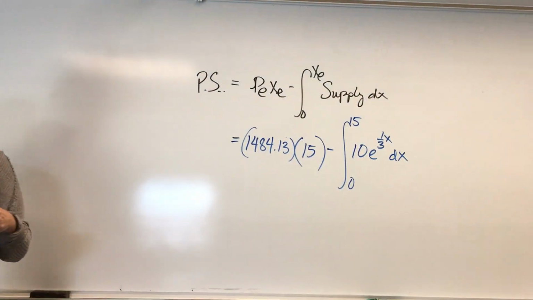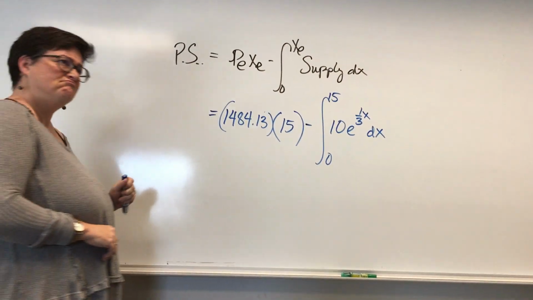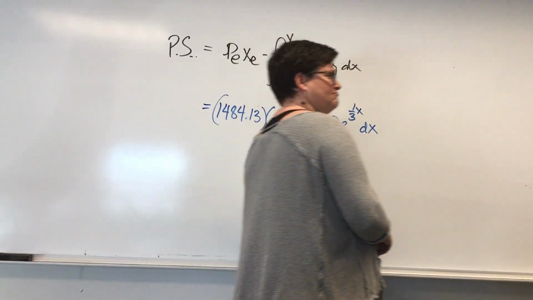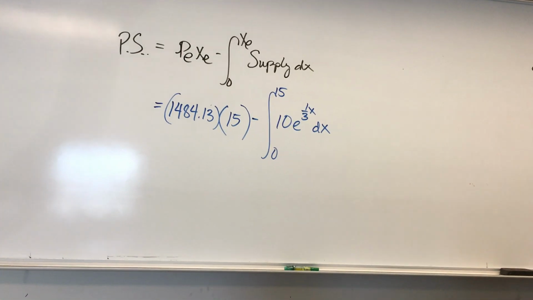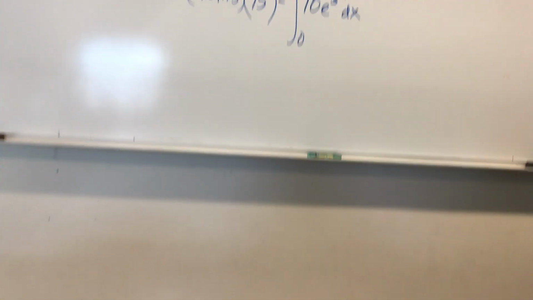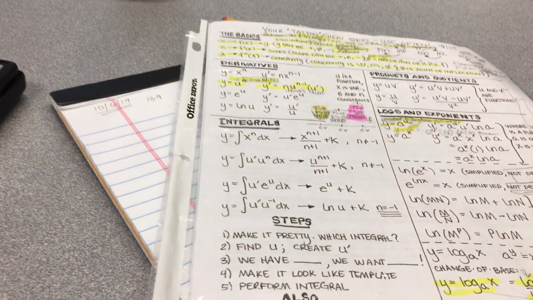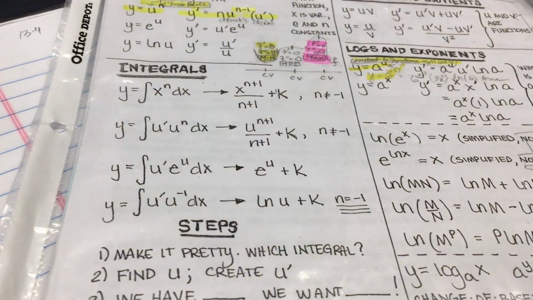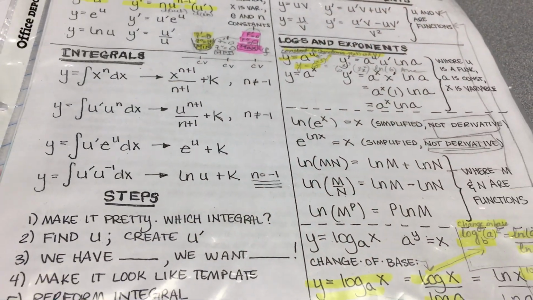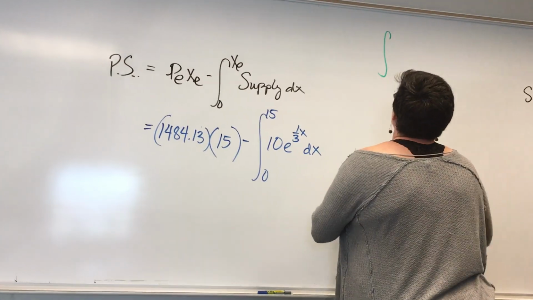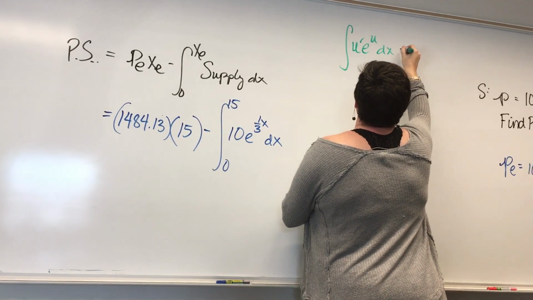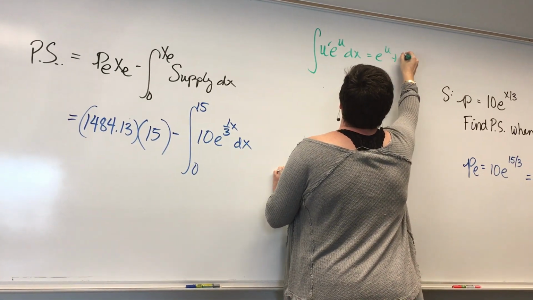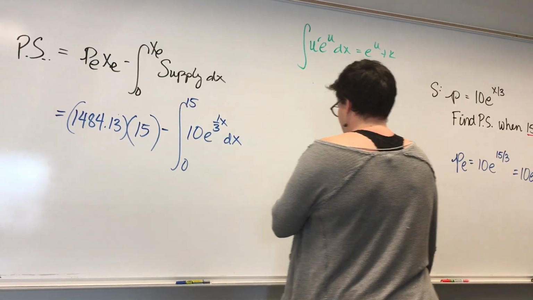By the way, which integral is this? It's number 3. Why is it number 3? Because of the E. So our formula for number 3 is: the integral of u prime e to the u with respect to x becomes e to the u plus k, or e to the u from a to b.